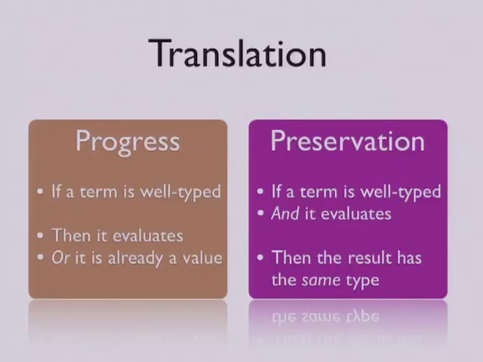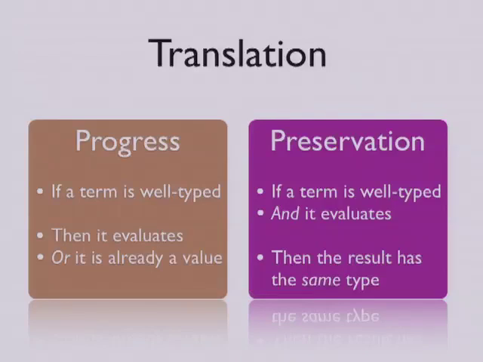So progress says that a term isn't going to get stuck at runtime. If it's well typed, you're never going to be in this state where you're sort of halfway evaluated, not ready to evaluate yet, the runtime system doesn't know what to do, and you get a seg fault. You're not going to get that if you have progress.